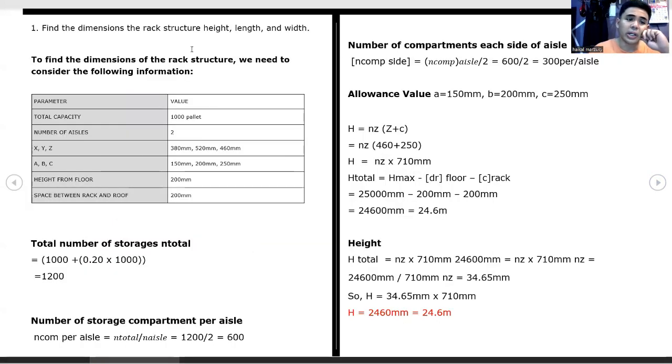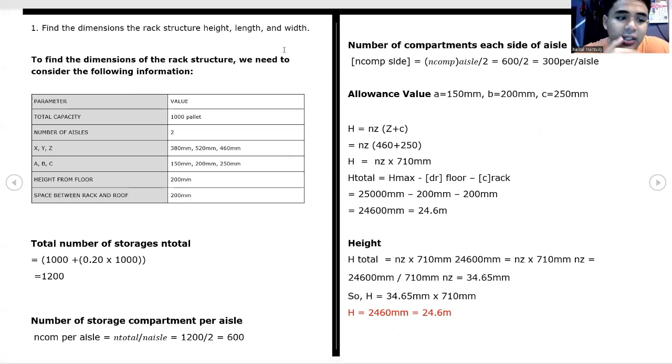Okay, we go to the next calculation. We want to find the dimensions of the rack structure: height, length, and width. We must first take the total capacity, which as we can see in the table is 1,000 pallets. The number of aisles is 2, and X, Y, Z and A, B, C are the same as in the question: 380 mm, 520, 460, and A 150, B 200, and C 250. Height from floor is 200 mm, and space between rack and roof is 200 mm.